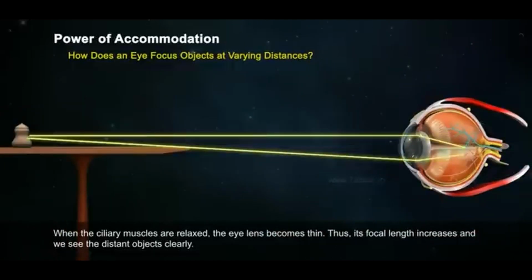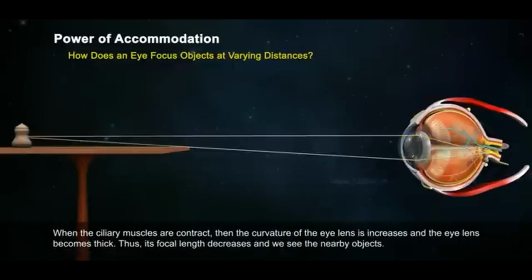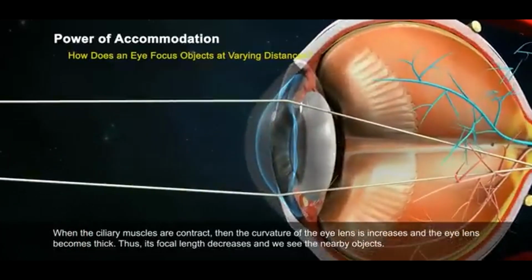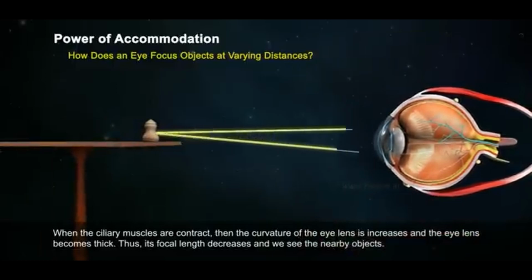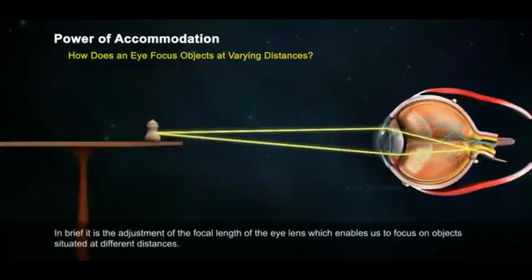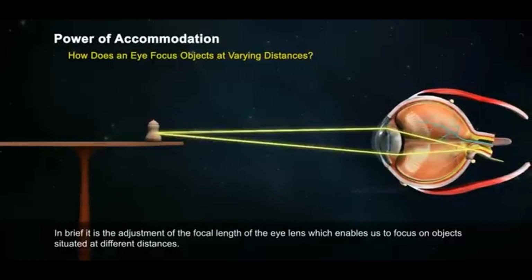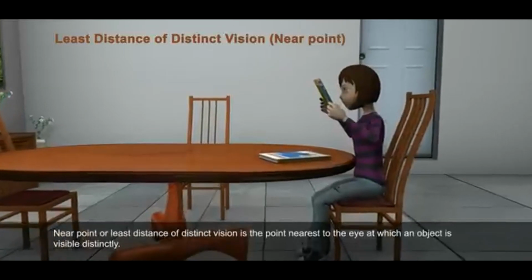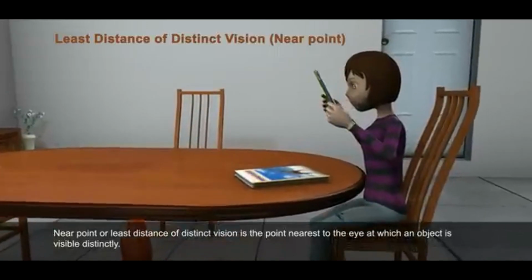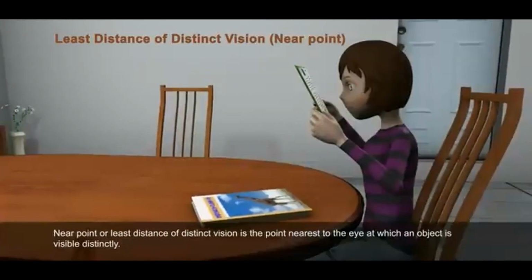When the ciliary muscles are relaxed, the eye lens becomes thin. Thus, its focal length increases and we see distant objects clearly. When the ciliary muscles contract, the curvature of the eye lens increases and the eye lens becomes thick. Thus, its focal length decreases and we see nearby objects. In brief, it is adjustment of the focal length of the eye lens which enables us to focus on objects situated at different distances.